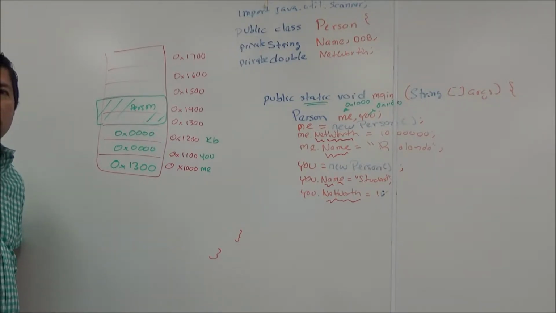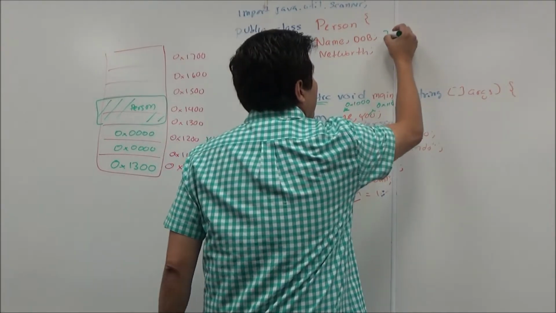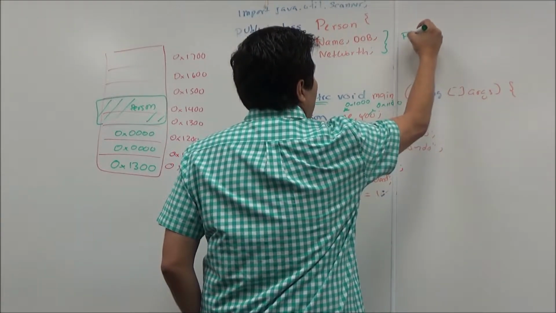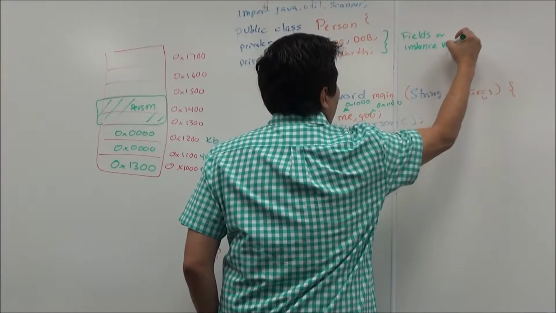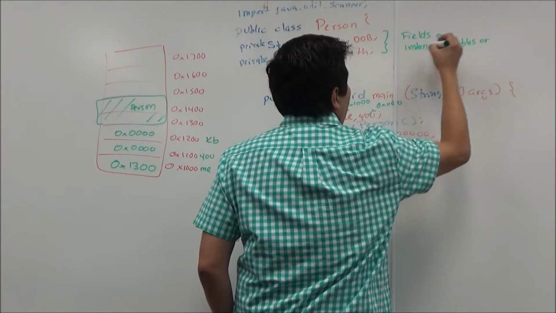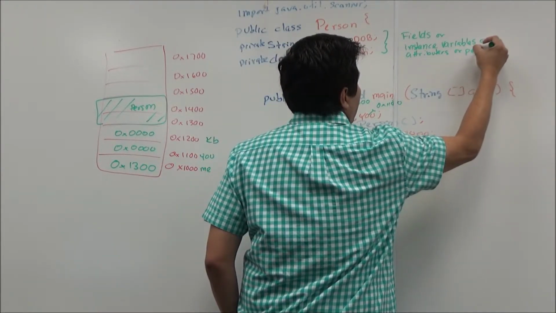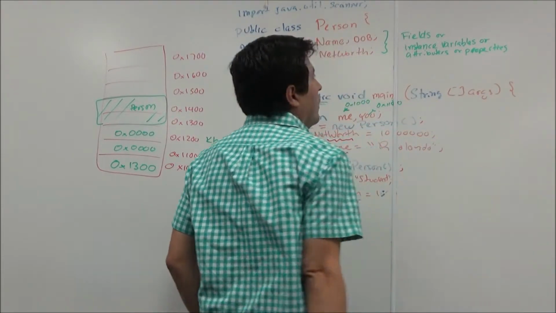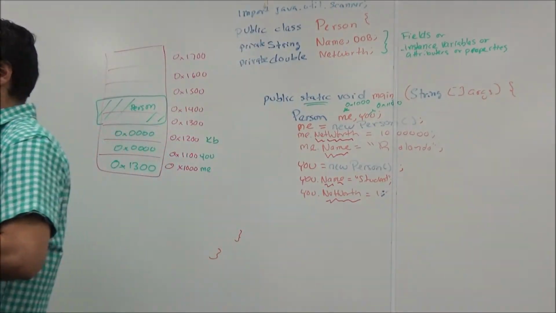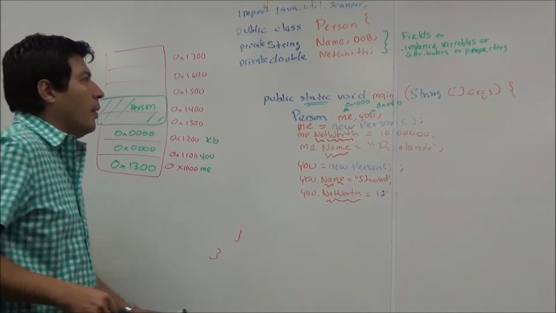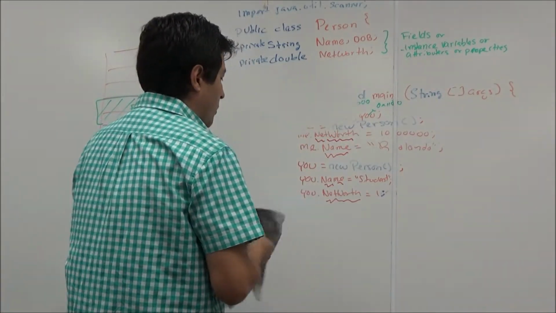So how do we access it? So this, we call them fields or instance variables or attributes or property, whatever. Commonly known as instance variables. Well, at least that's what I call them. So I can't do that anymore. So let me make some room here.